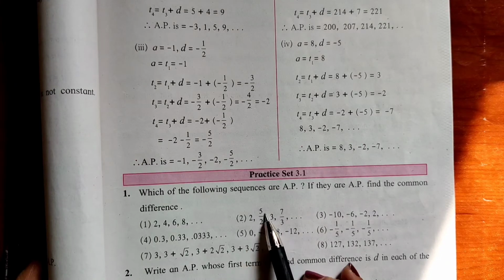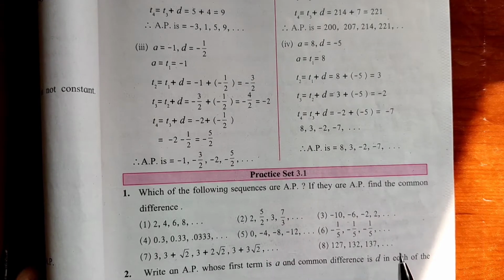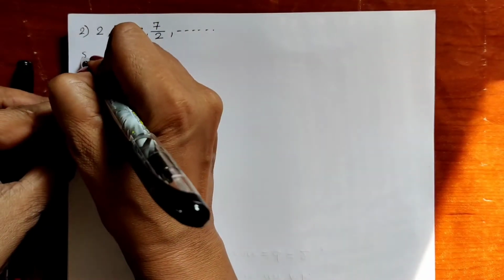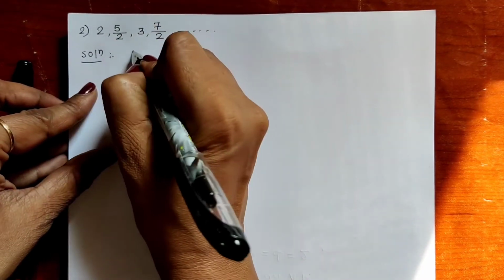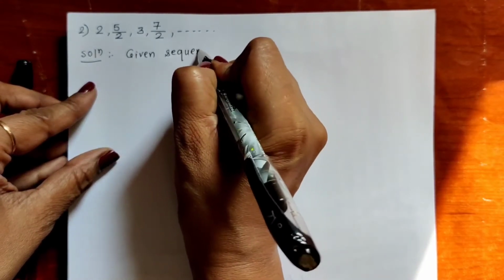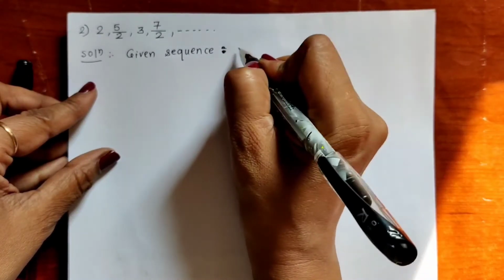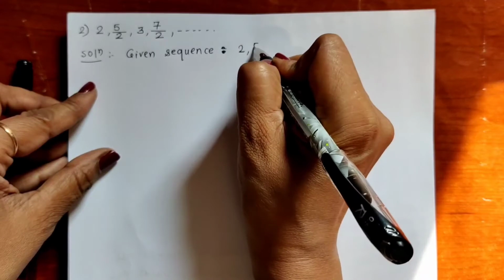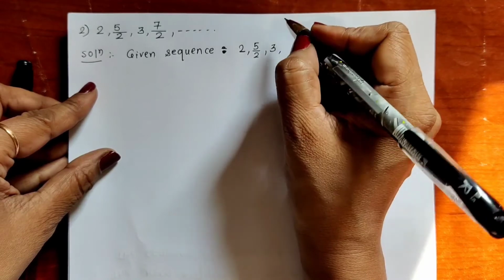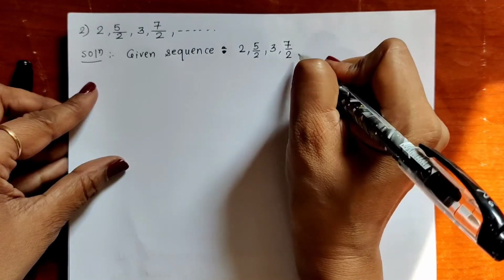Now next sum: 2, 5 upon 2, 3, 7 upon 2. In this way, and so on, we have given the sequence. So let us start the solution. I have written the question as it is. Now let us write the solution. First we have to write the given sequence. So given sequence is equal to, or you can put colon here and then write the sequence 2, 5 upon 2, 3 and 7 upon 2.